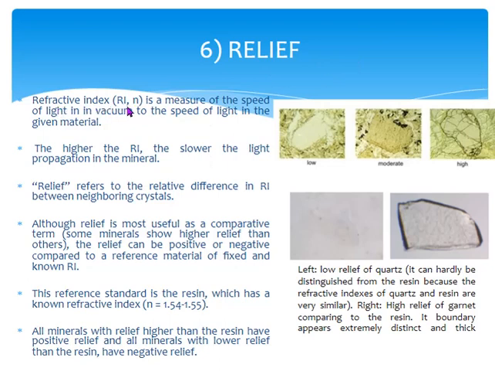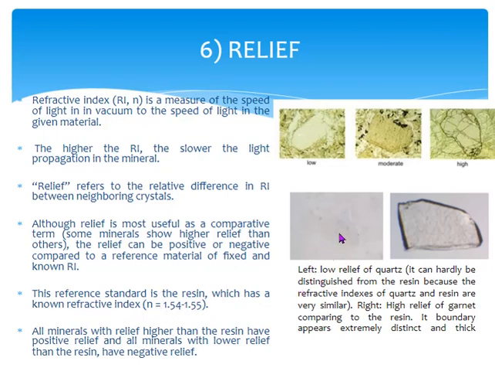Refractive index is the ratio of the speed of light in vacuum to the speed of light in a given material. The higher the refractive index, the slower the light propagation in the mineral. So relief refers to the relative difference in refractive index between neighboring crystals. Although relief is most useful as a comparative term, it can be positive or negative compared to a reference material of fixed known refractive index. Some minerals show higher relief than others. This reference standard is resin, which has a known refractive index.